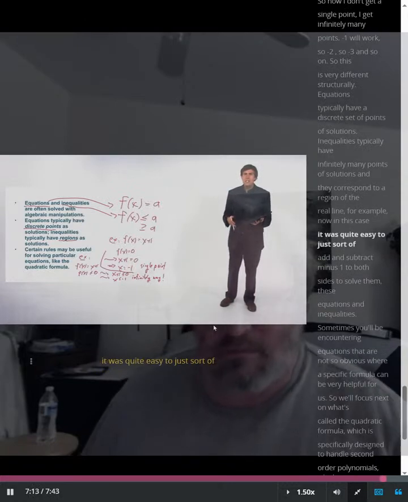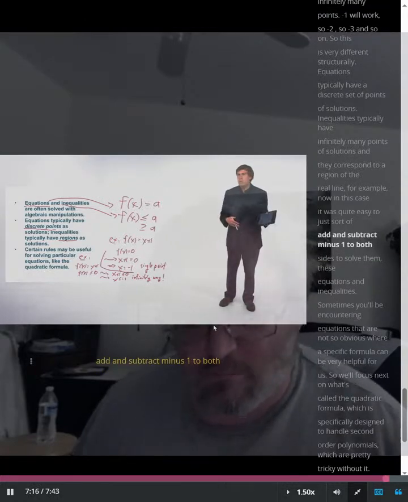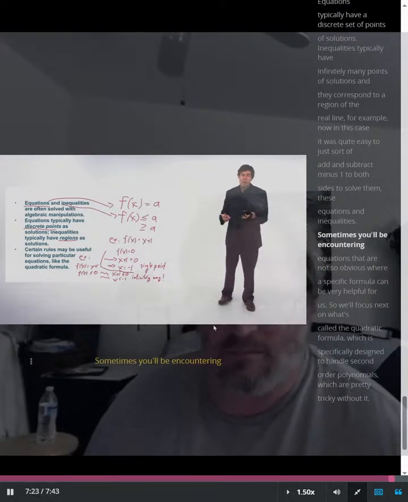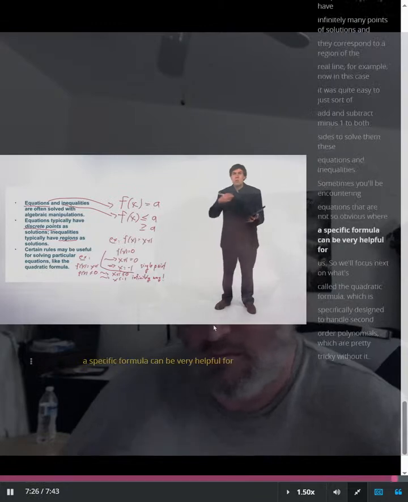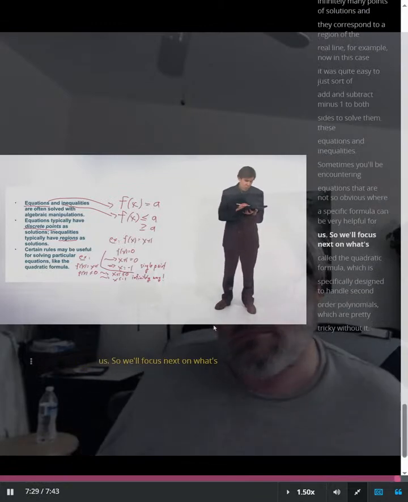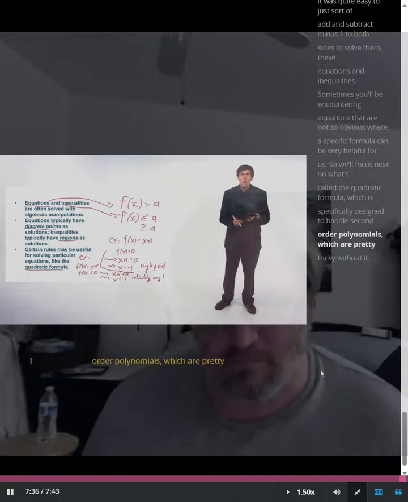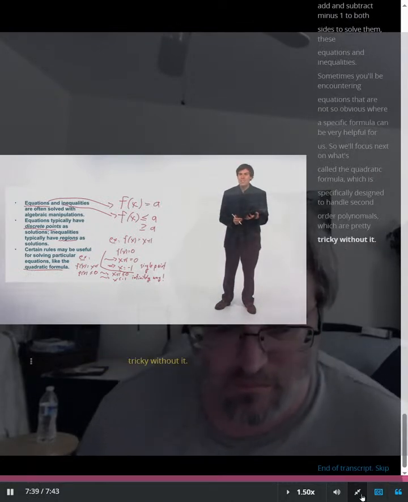Now, in this case, it was quite easy to just add and subtract minus 1 on both sides to solve these equations and inequalities. Sometimes you'll be encountering equations that are not so obvious, where a specific formula can be very helpful for us. So we'll focus next on what's called the quadratic formula, which is specifically designed to handle second-order polynomials, which are pretty tricky without it.